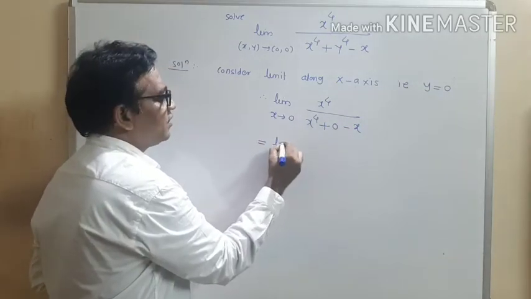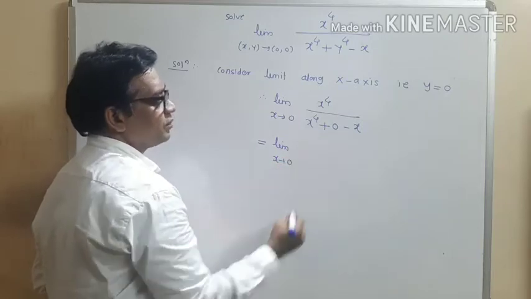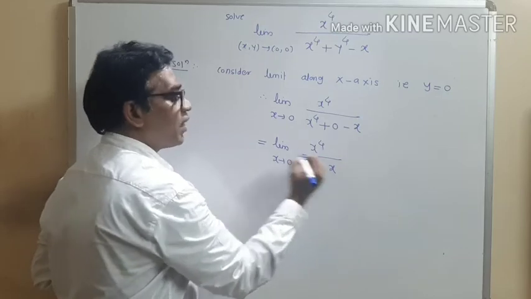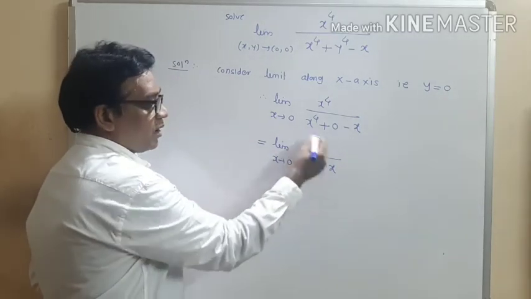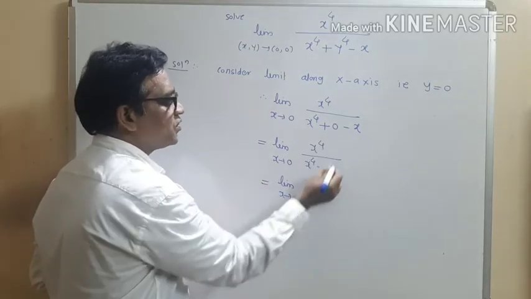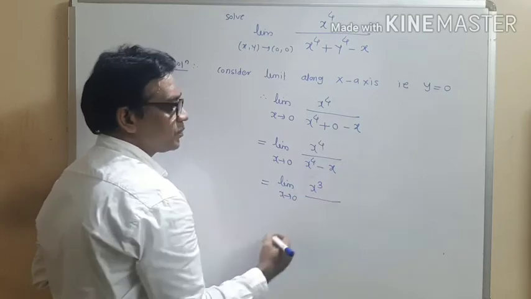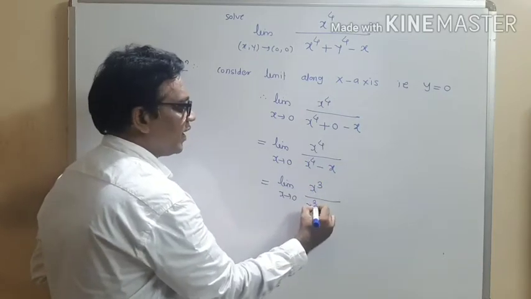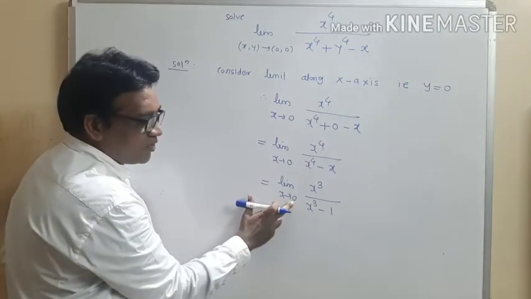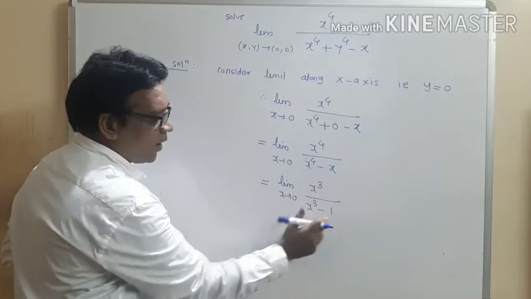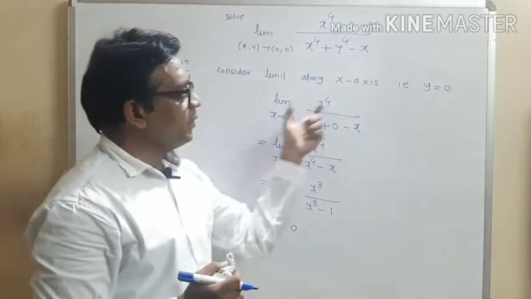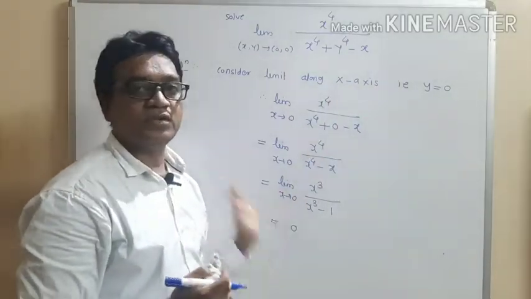So solve this limit. This is limit x tends to 0, x raised to 4 upon x raised to 4 minus x. Cancel x throughout. So this is limit x tends to 0, x cube, cancel x, so this is x cube upon x cube minus 1. Solve this limit by putting x equal to 0. So this is 0 upon 0 minus 1, so this is 0. So what is our first limit? Limit along x-axis, we have found this as 0.